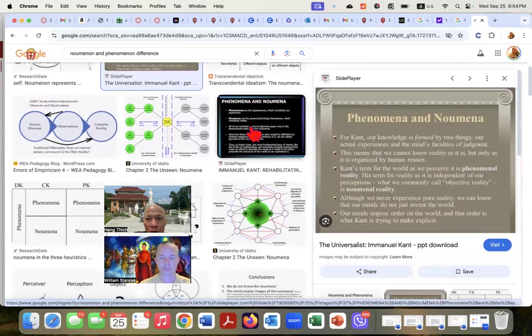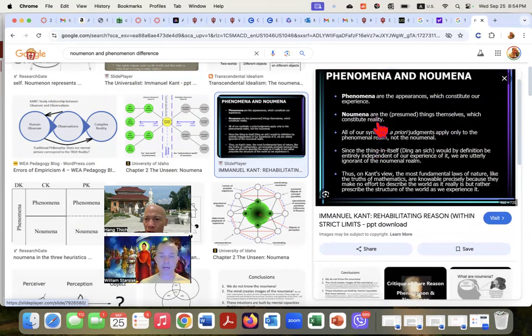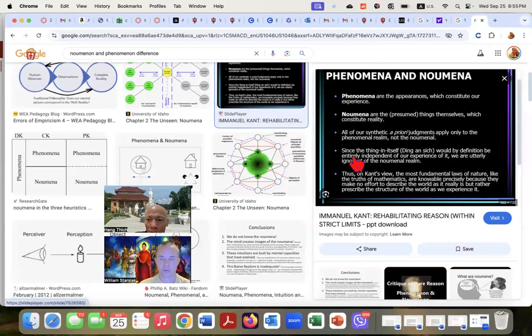Let's see which term we can understand. Appearance, which constitutes our experience. In themselves, which constitutes reality. That matches with what I was thinking at the beginning. That part definitely matches. But here they say that noumenal is about the experience, but that this one is opposite. I don't know why they have it differently.